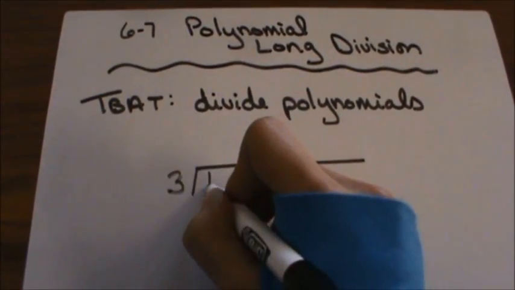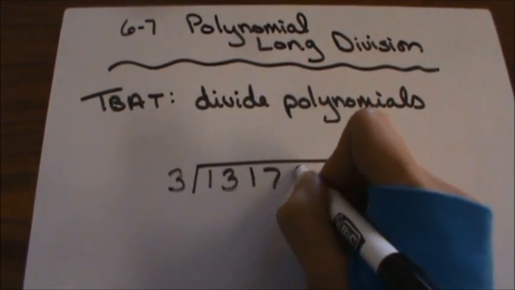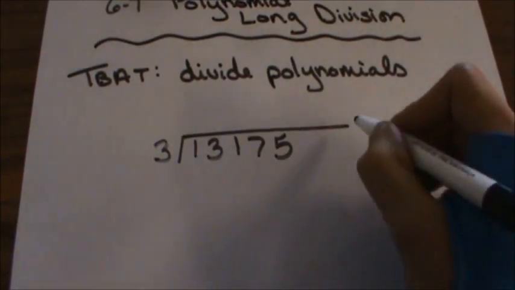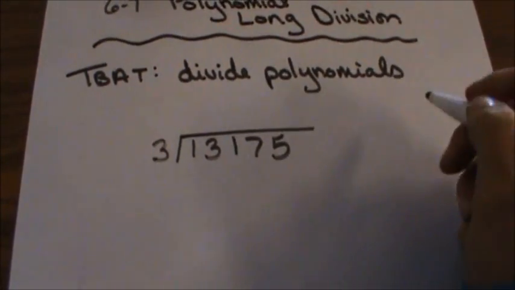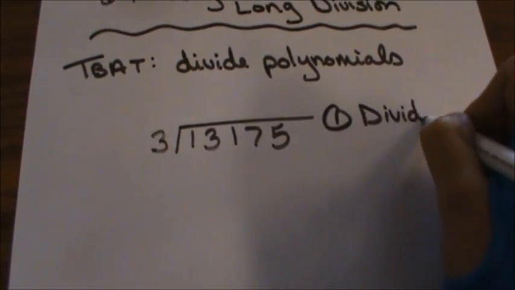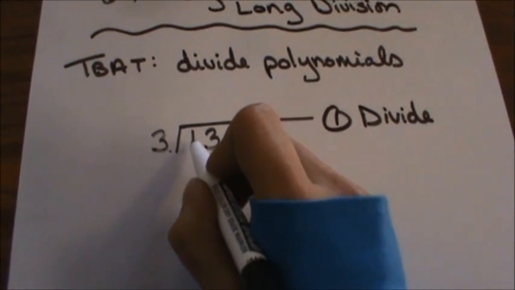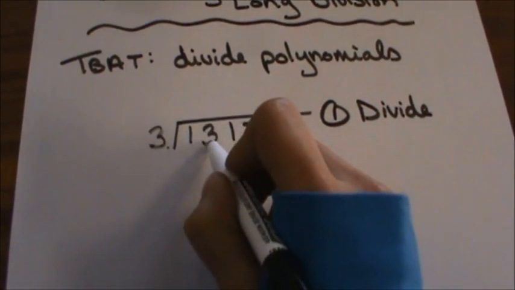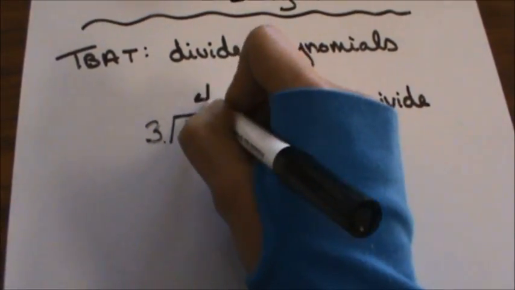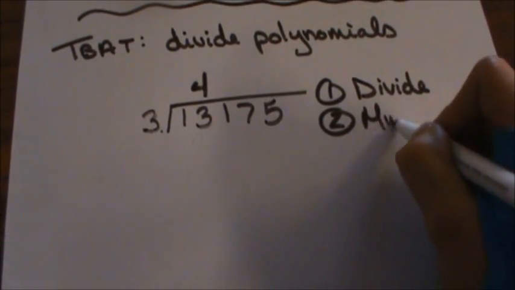3 into 1375. Why not? Okay, first thing you do, leave myself some room here, is divide. So I'm going to do 3 into 1. Now in this case 3 doesn't divide into 1, so I move to the next decimal place over and I go, okay, 3 into 13. That is 4 times.